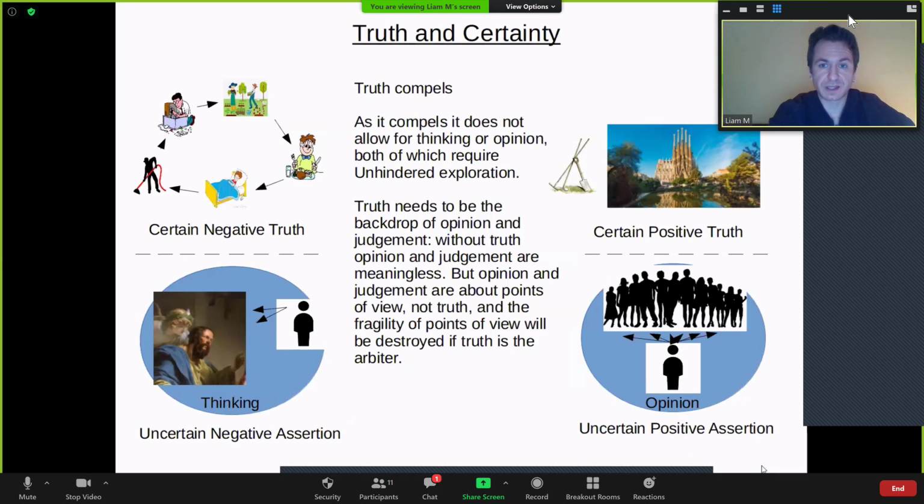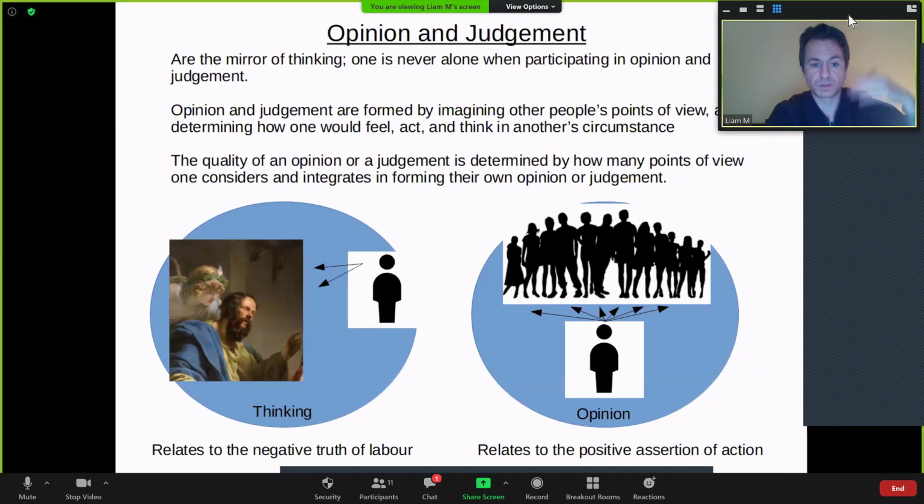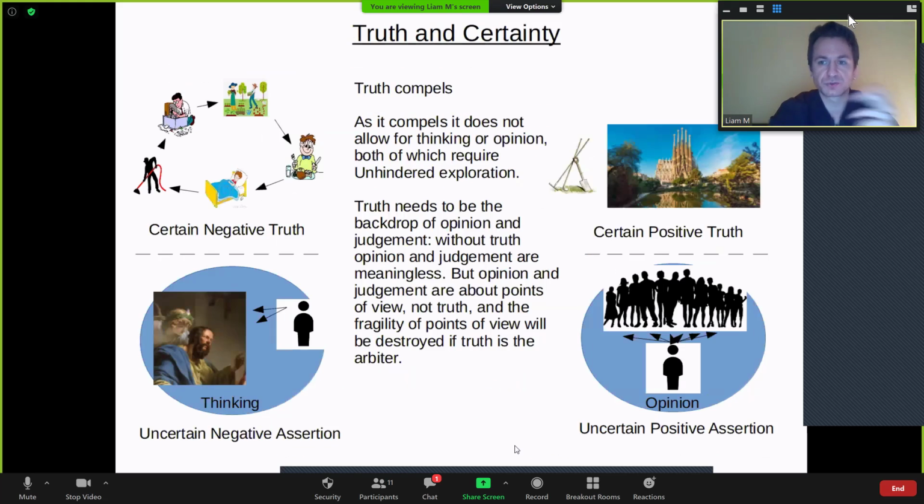So moving on, truth and certainty. If we go back, we should say that these things relate to truth, but we should be clear, neither of these things are actually truth. They're assertions that we come up with. So what is truth and certainty, and why is truth and certainty left out of thinking and opinion? Well, because truth compels, as we've seen with the person who, without food, starved to death. You simply need food. There's no other answer to that. It doesn't guarantee your life, but it is necessary. You need it.